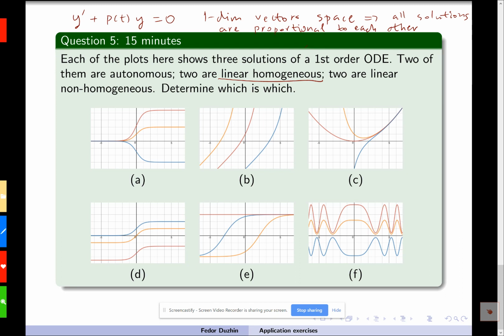Well, and it is very easy to see. In plot A, all solutions are proportional to each other, and in plot F, all solutions are proportional to each other. So all of them are constant multiples of each other. You can imagine that if a solution is plotted on a transparent rubber sheet, then if you stretch this rubber sheet, the curve becomes more stretched. But it follows the same basic path. So this is what we see in A and F, right? So A and F are linear homogeneous.